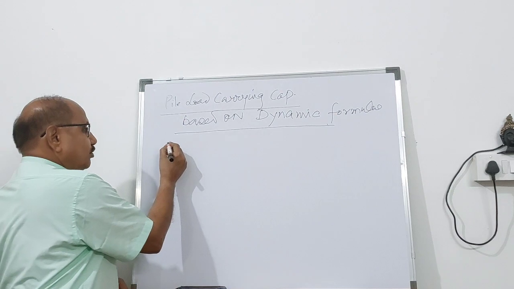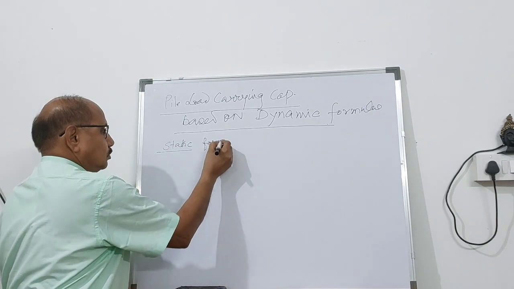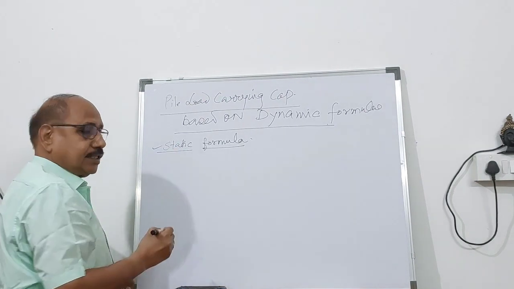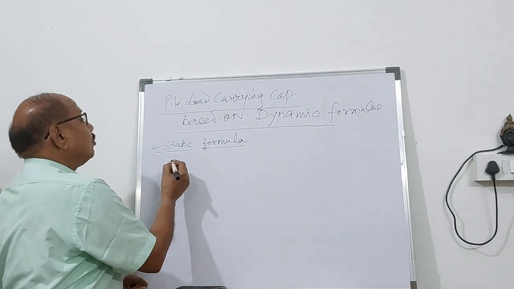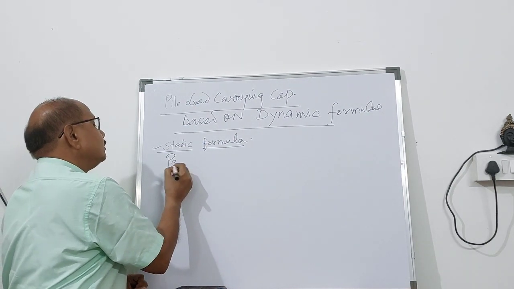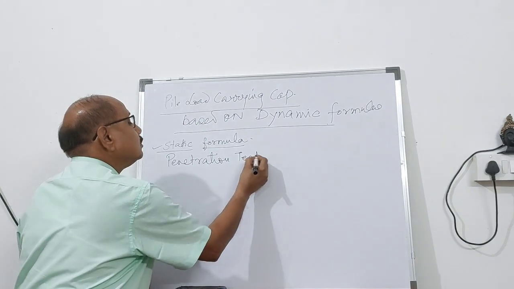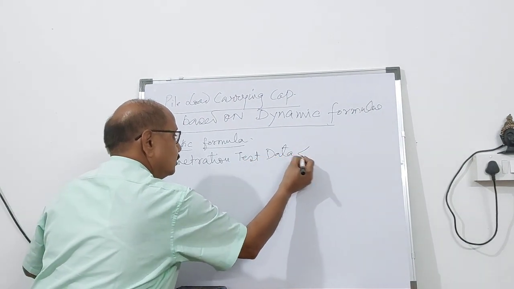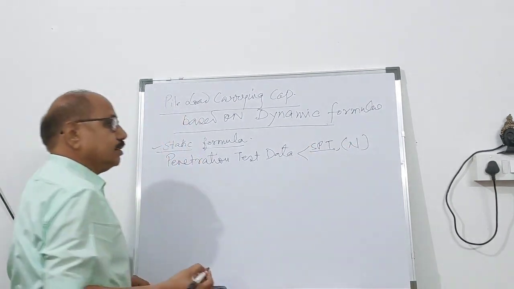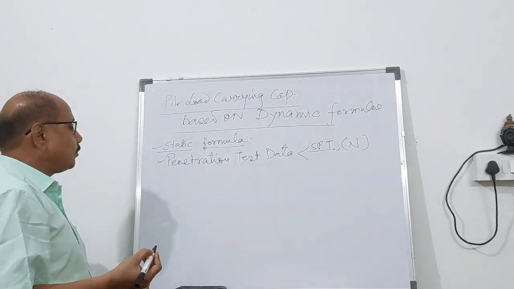So from a static formula we have already seen how to find out. This we have already seen. You can also find out the pile load carrying capacity based on penetration test data. You can carry out SPT, standard penetration test, and based on N value, you can predict the load carrying capacity of a pile. This also we have done.